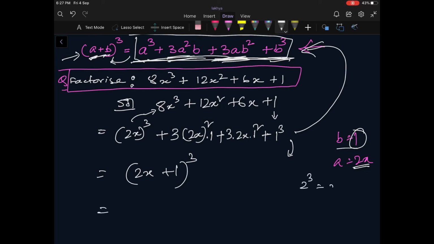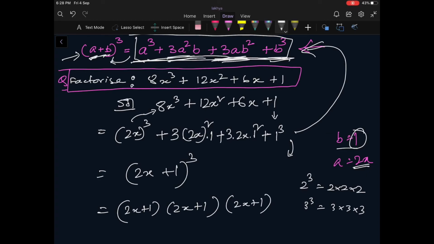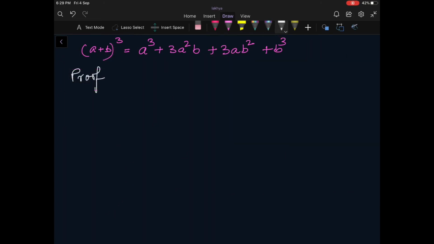Okay, and cube of something, suppose 2 cube, that is 2 into 2 into 2. 3 cube means 3 into 3 into 3. That's why the cube of this must be twice x plus 1 into twice x plus 1 into twice x plus 1. That's how we can factorize such kind of polynomials. Okay, so now let me show you how to prove this identity.